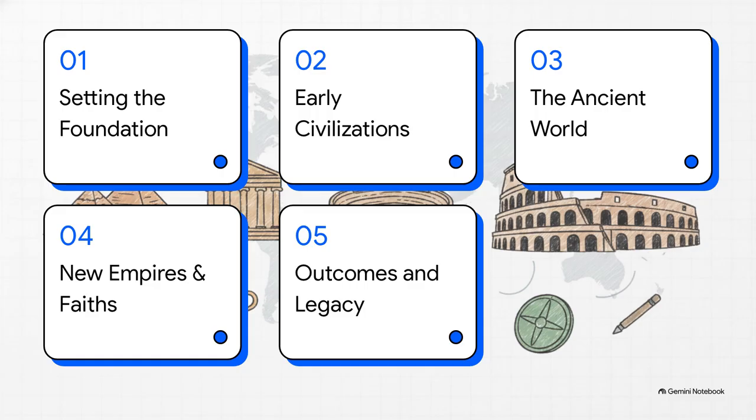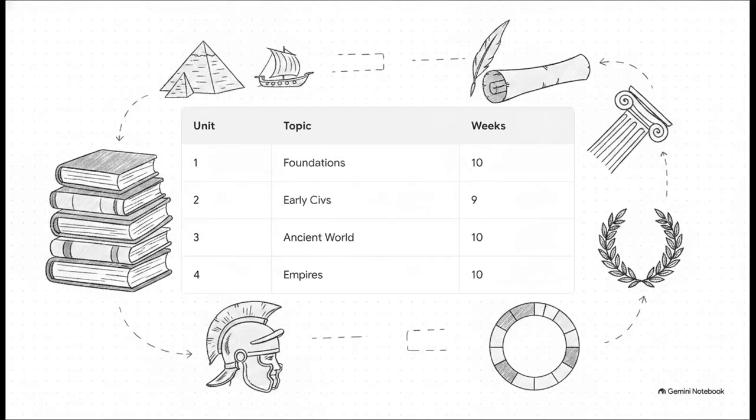Okay, let's look at our agenda for this explainer. Setting the foundation, exploring early civilizations, entering the ancient world, new empires, new faiths, and finally, core outcomes and legacy. So taking a macro-level view of this 39-week pacing, you'll see the time is beautifully balanced across 4 major units. We've got 10 weeks for Unit 1, 9 for Unit 2, and then 10 weeks each for Units 3 and 4. This setup ensures we have ample time to really dig deep into each phase of human development, all while keeping that forward momentum of history going.